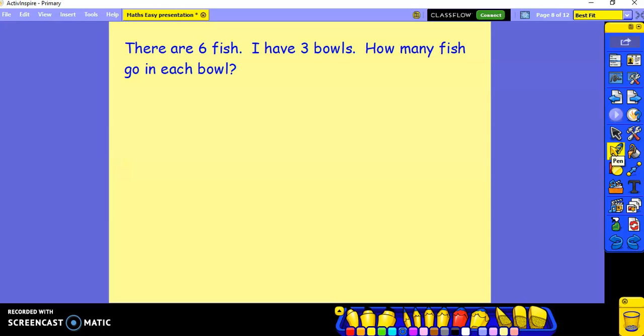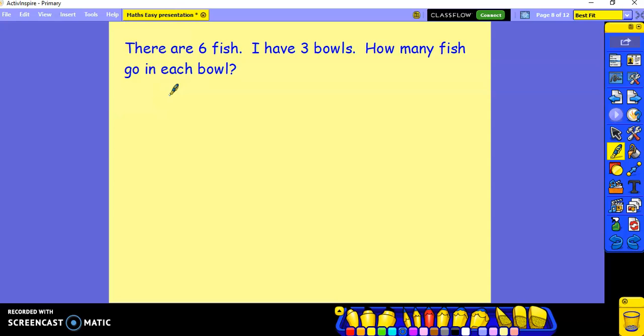So the first step is to read the question and figure out what the division number sentence is. So we'll do this one together and then you can have a go at the next one. So there are 6 fish. Maybe they're goldfish. And I've got 3 bowls. How many fish go into each bowl?